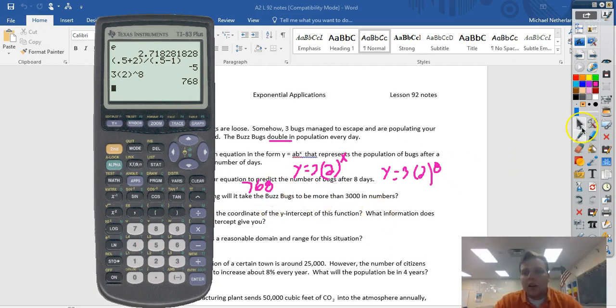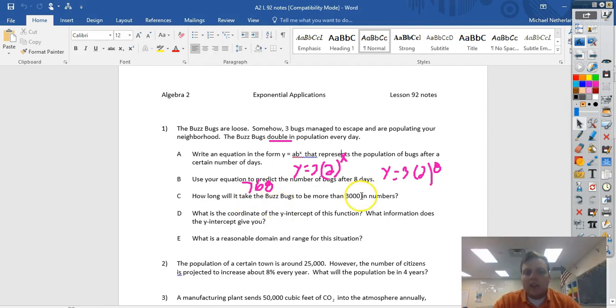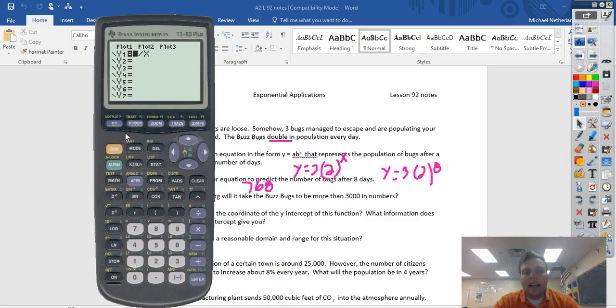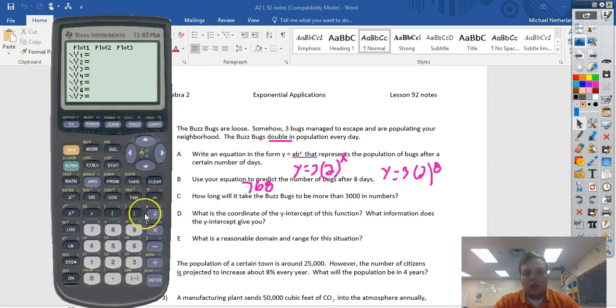Okay? Next question. How long will it take the buzz bugs to be more than 3,000 in number? There is a way you can do this with a calculator, okay? And I want to show you that way today. So what we're going to do is go to y equals of our equation. And we're going to say 3 times 2 raised to the x.